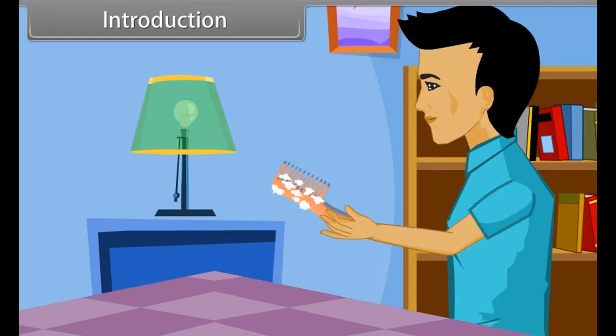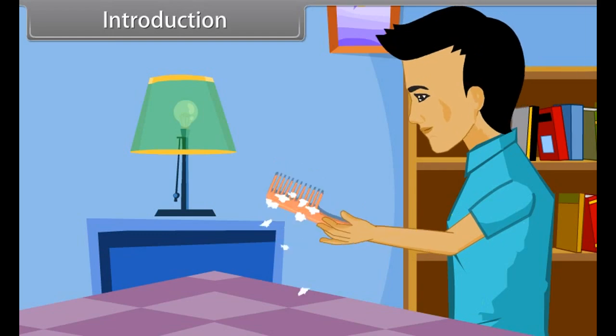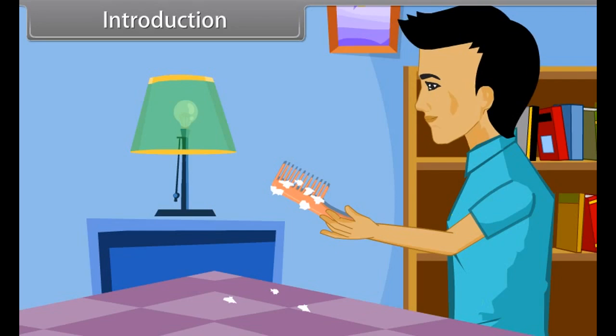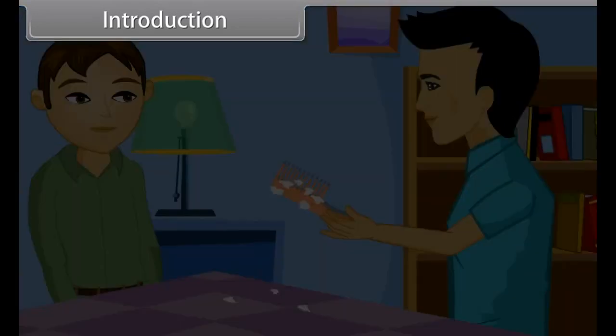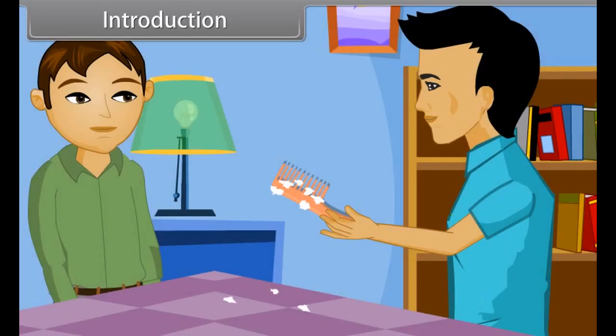He observes that some pieces of a paper are stuck to the comb. He shakes the comb well, but only few fall down, while others are still stuck to it. He asks Sanjay why paper pieces are attracted towards the comb. Sanjay tells him that it was due to the attraction of charges.